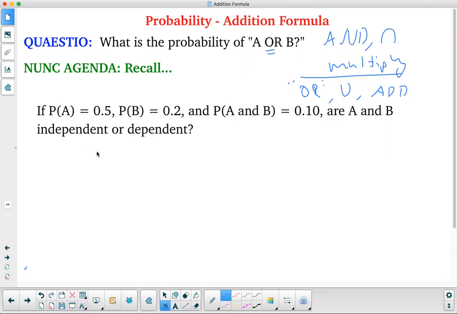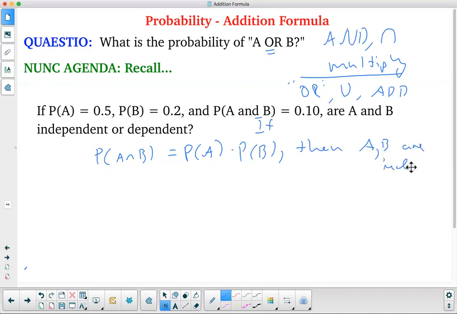This is a test for independence. Before we get into the new stuff, this is another thing from the other day. If this formula holds, then A and B are independent. I'm just going to write I and D.